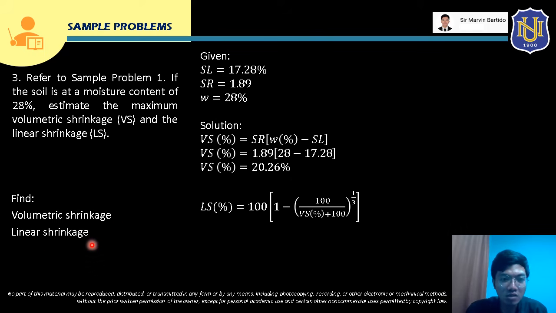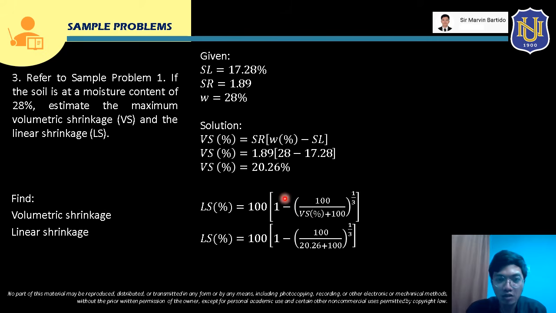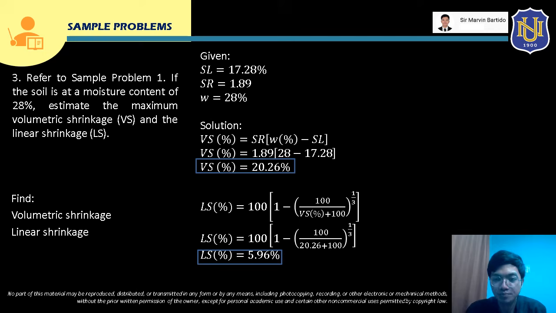Ngayon, class, para dun sa linear shrinkage, okay, so ito, class, yung formula natin. So kailangan lang natin yung VS or yung volumetric shrinkage dito. So substitute natin yung nakuha natin na 20.26. So solving this, class, ang makukuha natin ay 5.96. So ito na, class, yung linear shrinkage. So, ito yung sagot para sa volumetric shrinkage. Ito yung sagot para sa linear shrinkage.